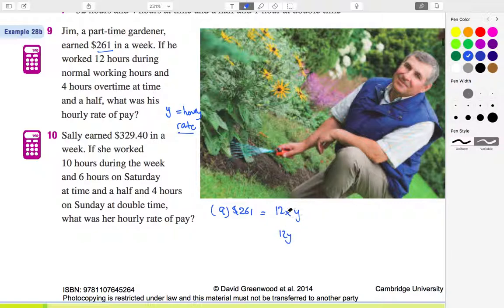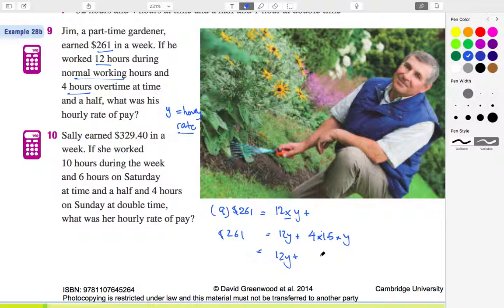Okay, so same thing. This is just the times. So times Y or 12Y. So Y is the hourly rate. So that's the 12 hours working normal working hours, and then 4 hours at time and a half. So we're going to have plus 4 times 1.5 times Y. Okay, because remember you have 4 times 1.5 times the hourly rate. And that'll equal $261.